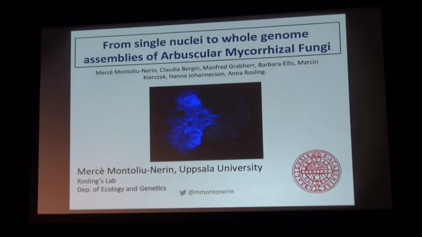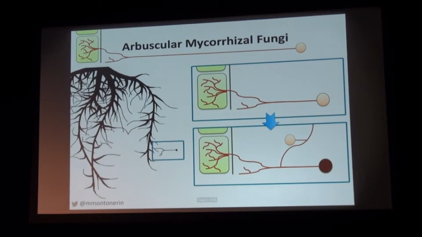I've been studying arbuscular mycorrhizal fungi, and we've been sequencing them from single nuclei. First, a quick introduction of the organism, if you don't know it. They live in symbiosis with the roots of plants, and they go inside the cells. They develop from a spore, and they go inside the cells, where they exchange nutrients, and then they end up forming new spores that will originate new organisms. And they are key for plant growth.